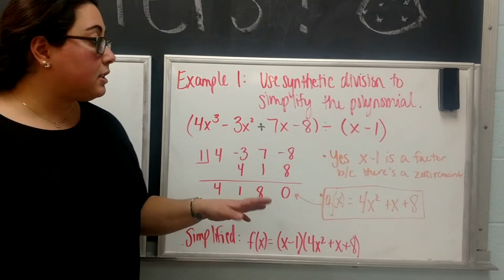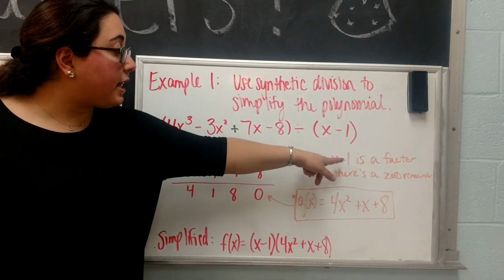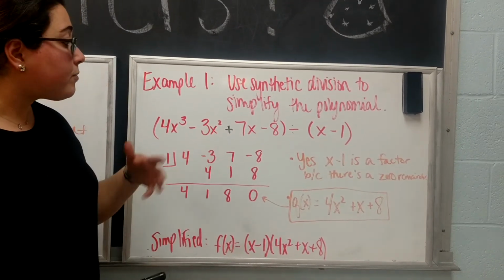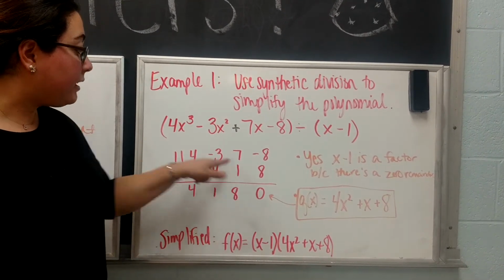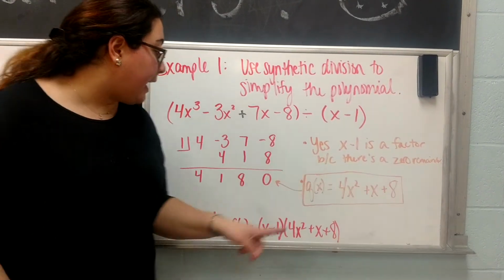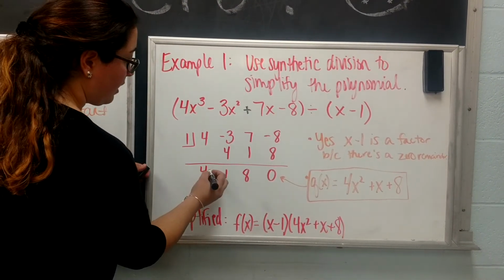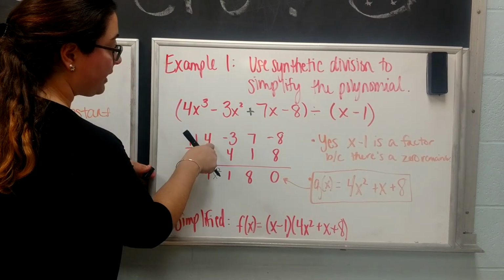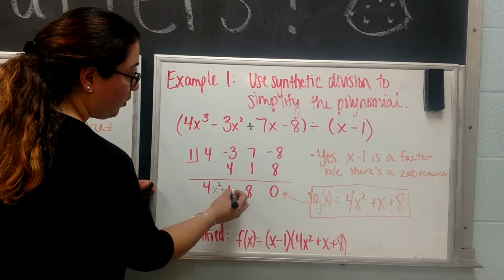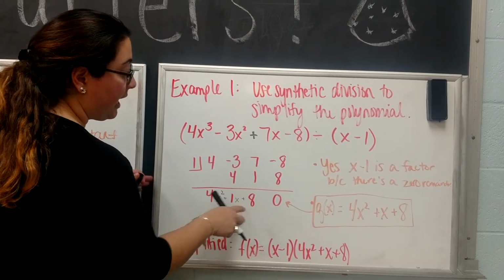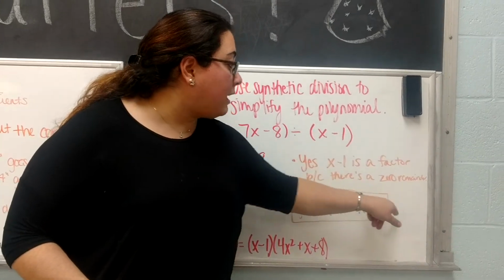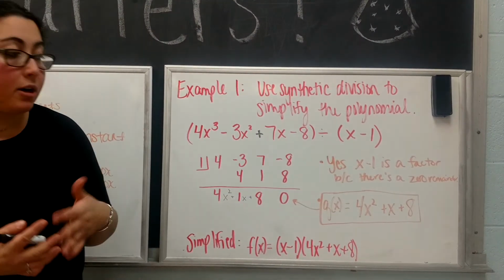There's a couple of things this means. One is that, yes, x minus 1 is a factor because there is a 0 as a remainder. So your answer is 4x squared plus x plus 8. 4x squared, because this was x cubed, it depresses by 1, plus 1x plus 8. And we don't have to add on 0 divided by my initial divisor because it's already part of it.